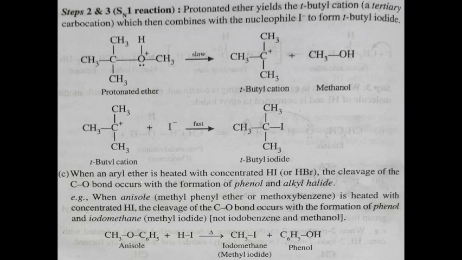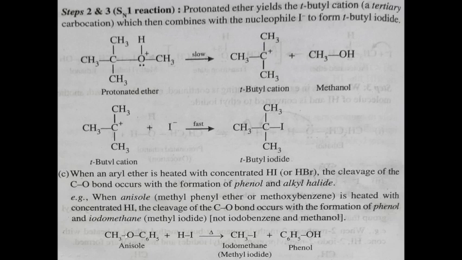When an aryl ether is heated with concentrated hydriodic acid or hydrobromic acid, the cleavage of the carbon-oxygen bond occurs with the formation of phenol and an alkyl halide. So in this case, for example, we had given anisole as an example. Anisole is heated with concentrated hydriodic acid. The cleavage of the carbon-oxygen bond occurs with the formation of phenol.